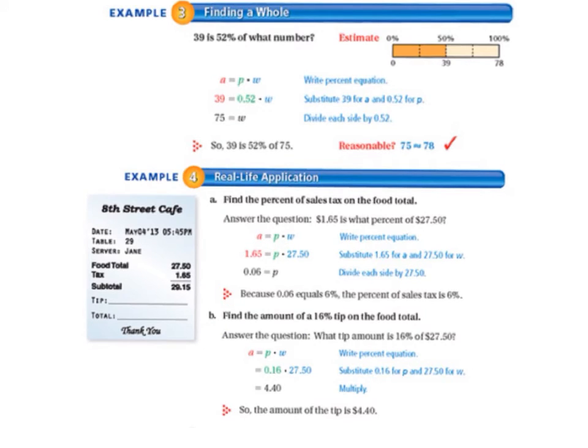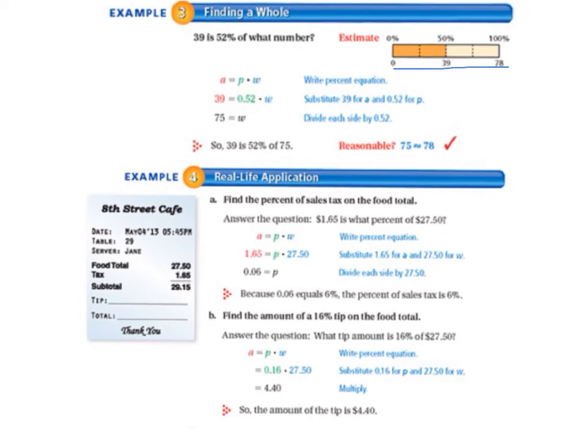Finally, we're going to solve for the whole. So 39 is 52% of what number? So we're using our model again to estimate. So if we know that 39 is 50% of 78, we just do that by multiplying by 2, then we know that our estimate is going to be around 78.